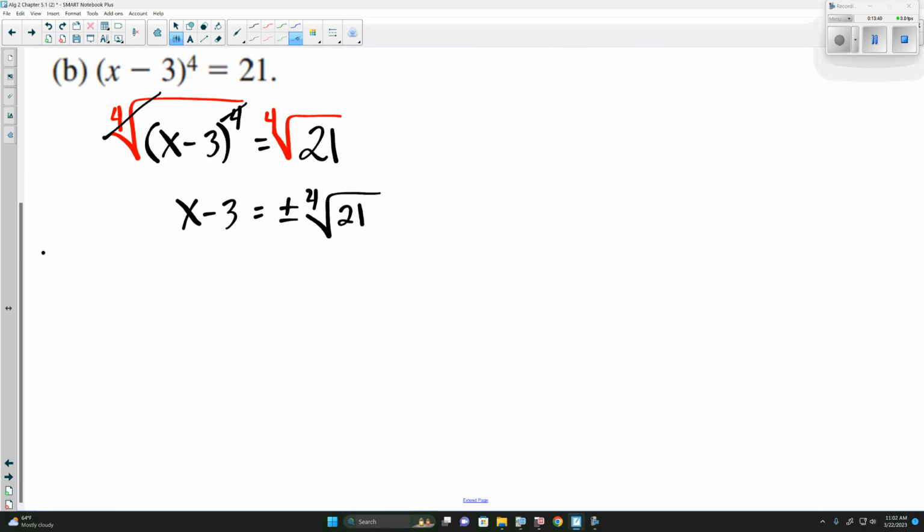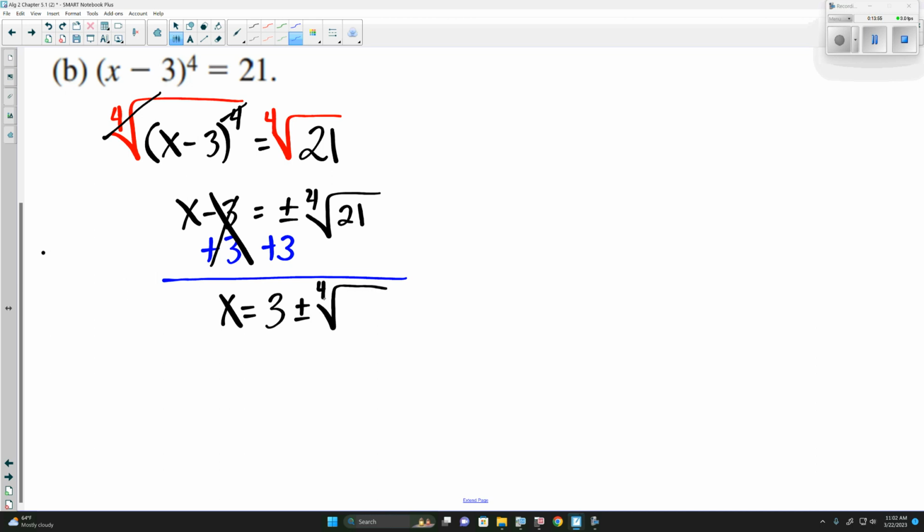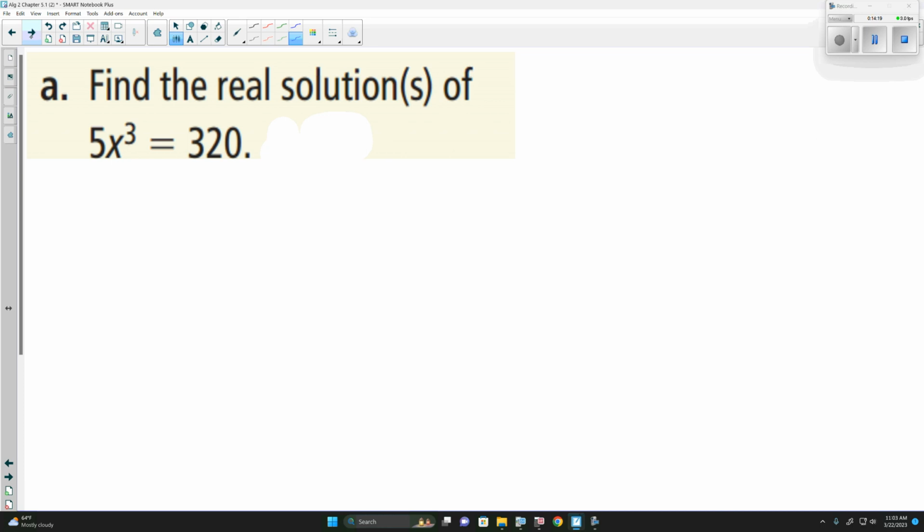Is the variable by itself, guys? No. So the last thing we need to do is to add 3 to both sides to get x by itself, which tells us x is equal to 3, plus or minus the fourth root of 21. And that's it. Because really the first step is just to get the parentheses or variable with the exponent by itself, then take the root of whatever the exponent is, and then solve from there.